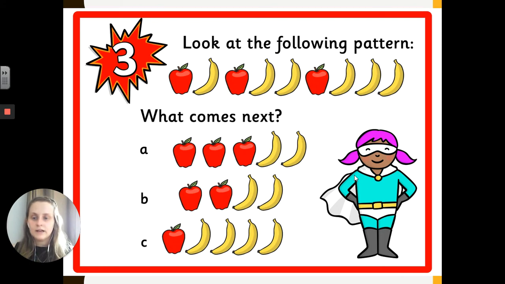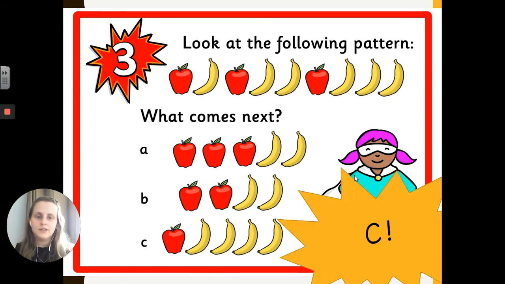Okay, right. I hope you're ready for your answer. If not, pause quickly. So the answer to this one is C. So we've got 1 apple and 1 banana. Then we've got 1 apple again and 2 bananas. Then we've got 1 apple and 3 bananas. So we've got 1, 2, 3. So my next one should be 4 bananas. So 1 apple and 1, 2, 3, 4 bananas.